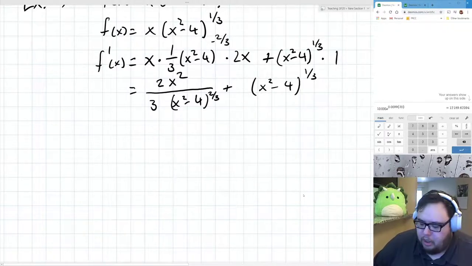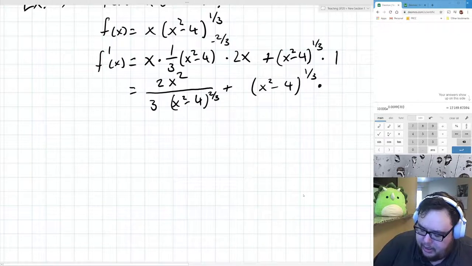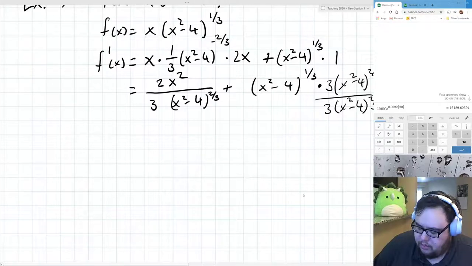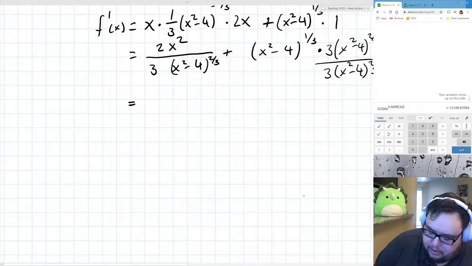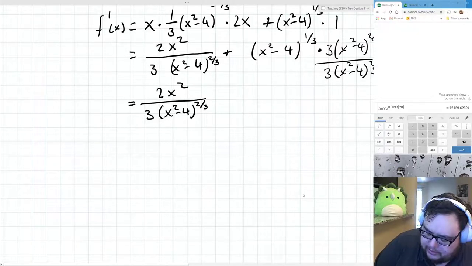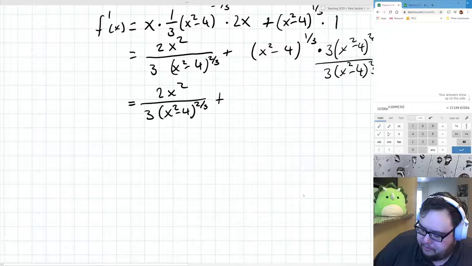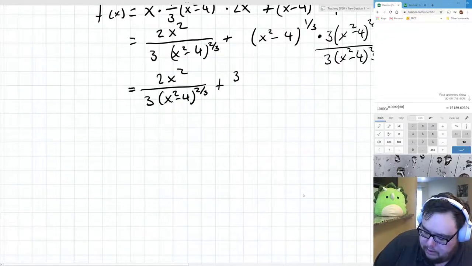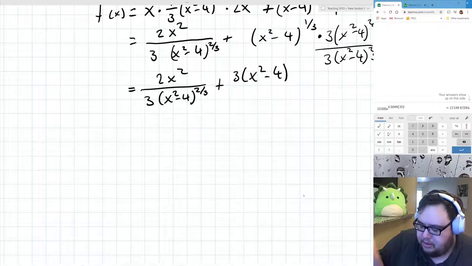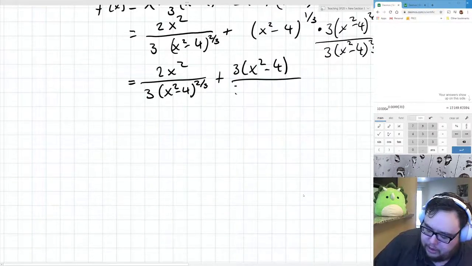We're going to be setting this equal to 0 eventually and solving. So I want to multiply this guy by (3x squared minus 4) to the 2/3 over (3x squared minus 4) to the 2/3 to find a common denominator, which will give us 2x squared over (3x squared minus 4) to the 2/3, plus 3 times (x squared minus 4) to the 1/3 power times the 2/3 power, so we're adding the exponents. 1/3 plus 2/3 is 1, divided by (3x squared minus 4) to the 2/3.